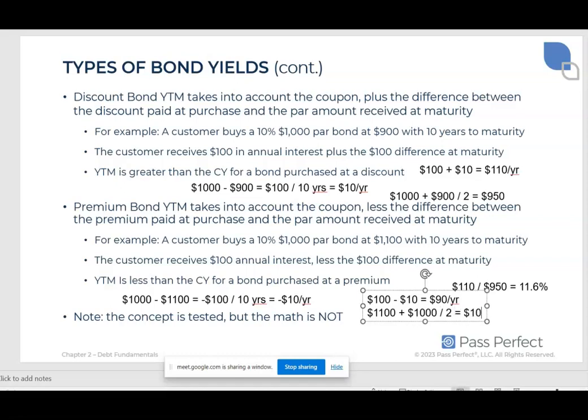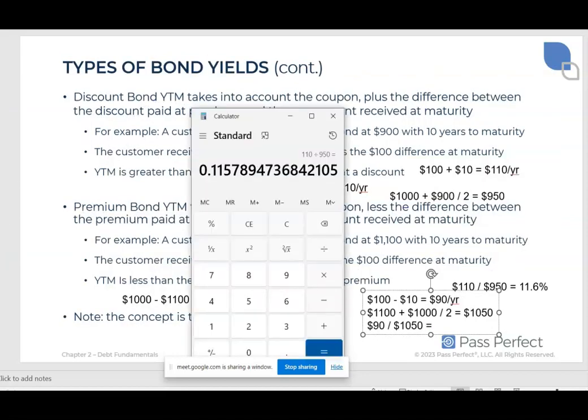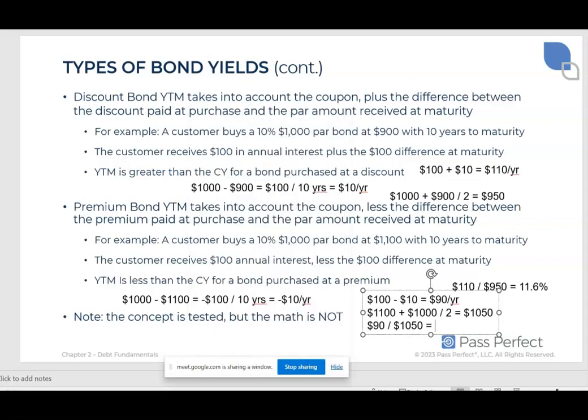That would be $1,050. So our magic formula now is $90 in total annual benefit divided by $1,050, which is the average of the two prices, and I get 90 divided by 1,050, which is 0.0857, or let's round it up to 0.086, or 8.6%. Okay, now you know how to do yield to maturity. So in the unlikely event that they ask, once you know the formula, you got the answer.